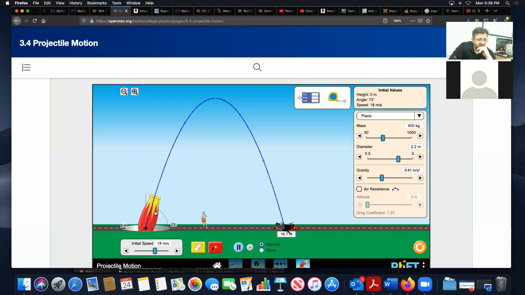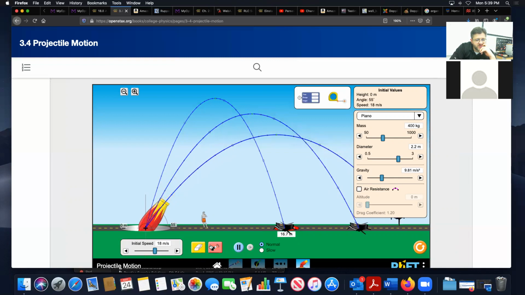What do you think is going to happen if I lower this? What if I shoot it at 65 degrees instead of 75 degrees? You think it's going to go further? Okay. True. All right. Lower to 55. Goes further still. Lower to 45. Apparently I can't do 45. Goes further still. What if I lower it to 35?